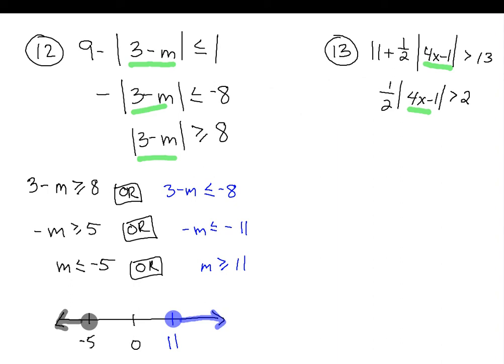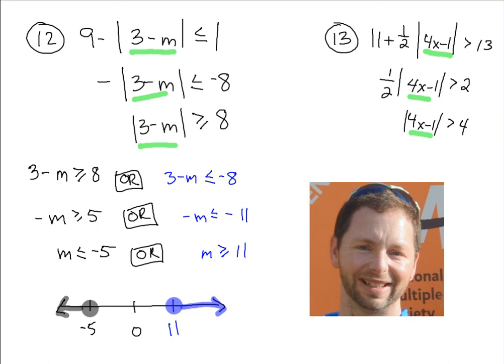is greater than 2. But the blob, the 4x minus 1, is not alone yet, so we still have to get rid of that 1/2. So now we're going to multiply both sides by 2. If you did that correctly, we've got the absolute value of 4x minus 1 is greater than 4. Finally, we've got the absolute value piece, that blob, all by itself on the left hand side. Now right up to this point you guys should be okay.